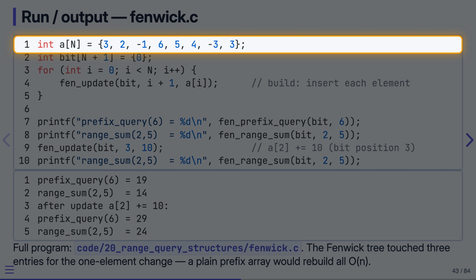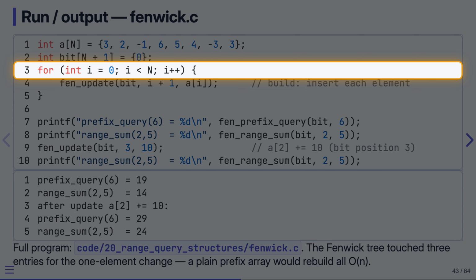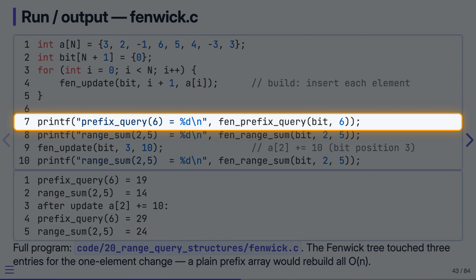Let's run the Fenwick tree. We start with an array of 8 numbers: 3, 2, minus 1, 6, 5, 4, minus 3, 3. First, we build the tree. This loop walks each element and calls fen update once per element, inserting them one at a time. The bit array holds the tree. Then we ask 2 questions. We print the prefix query of 6 and the range sum of 2 to 5.